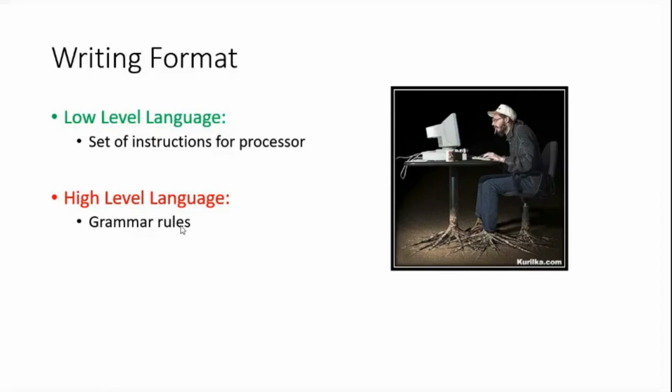Then the writing format. The low-level language is a set of instructions for the processor. The high-level language has some grammar rules. The grammar rules are the rules that are set for a specific programming language. It can be different for different languages. But in the case of low-level language, it is different for each CPU, each central processing unit, or each processor. The set of instructions will be different. So that is again the writing format.